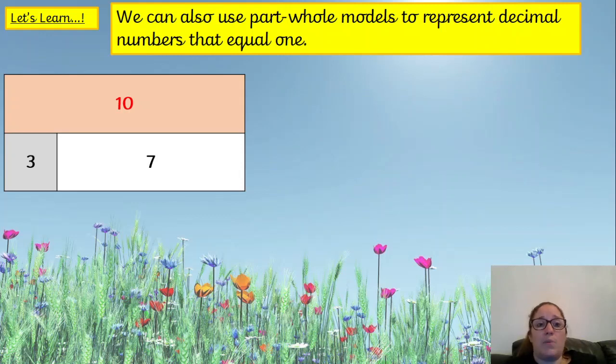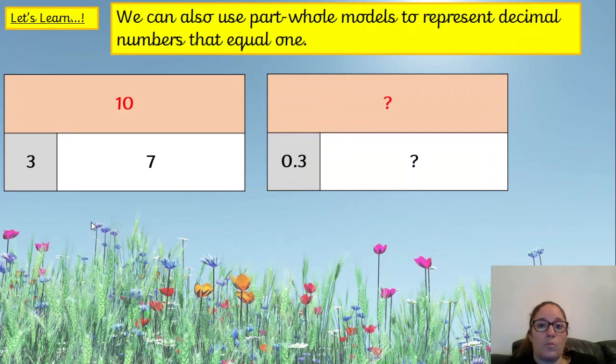So we can see here we've got 10 as our whole number, and then we've got 3 parts and 7 parts. With the bar model, we know that 3 plus 7 equals the whole, and the whole take away 3 equals 7, or 10 take away 7 equals 3. Have a look at this bar model. What would my top number be? What's going to be my whole number?